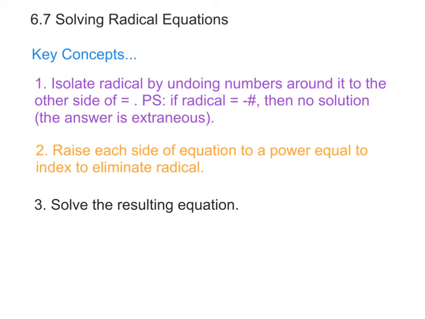All right, guys, 6.7, solving radical equations. Three key concepts. First of all, we want to isolate the radical by undoing numbers around it to the other side of the equals. Here's a shortcut: if the radical equals a negative number and the radical is even index, then you have no solution. The answer you would have gotten is an extraneous solution, just to give you a heads up on what no solutions would be.